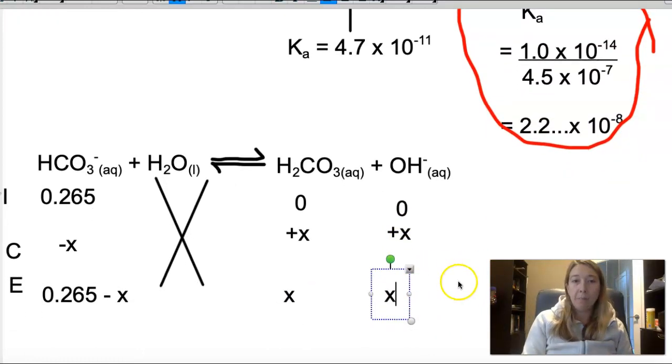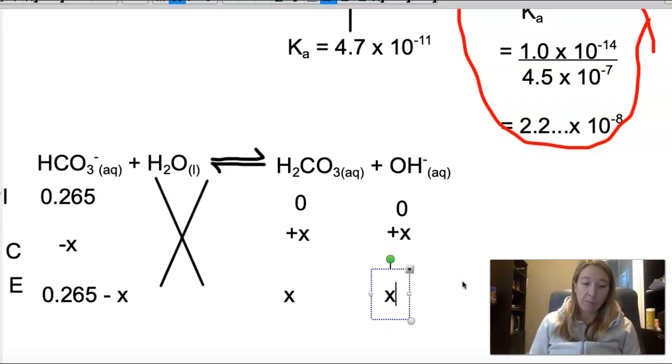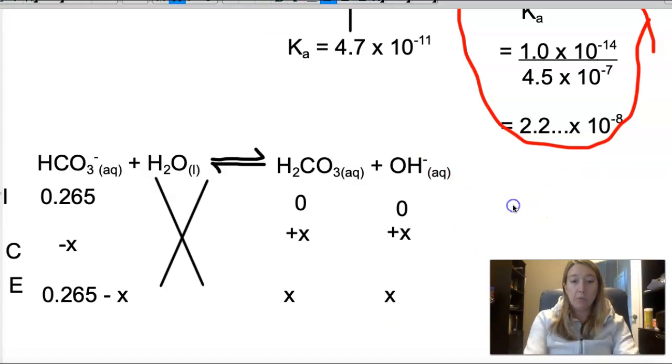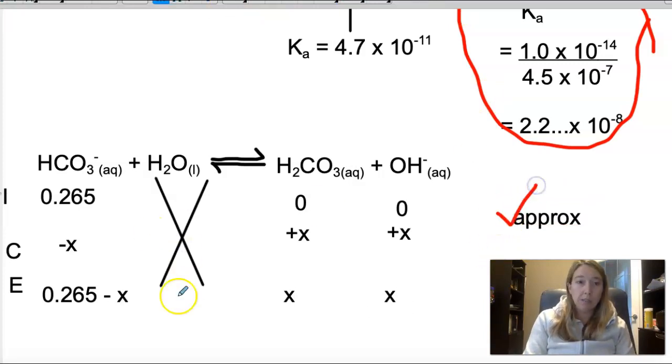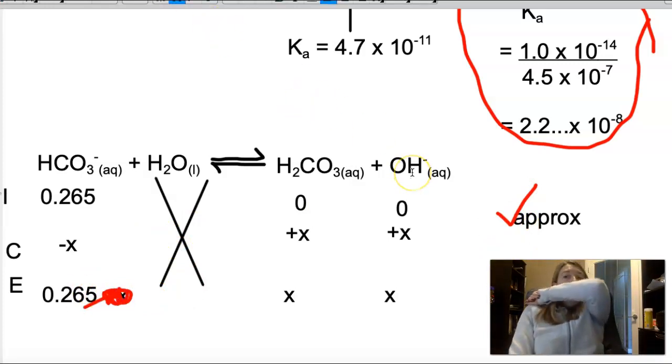All right, approximation check. So 0.265 divided by our 2.2 times 10 to the negative 8, we get a ginormous number. So with respect to approximation, we definitely can. So that is a check. We're going to get rid of this, just on the reactant side.